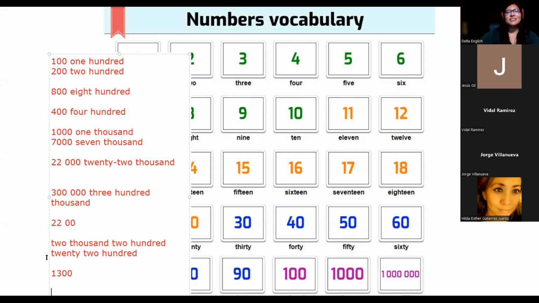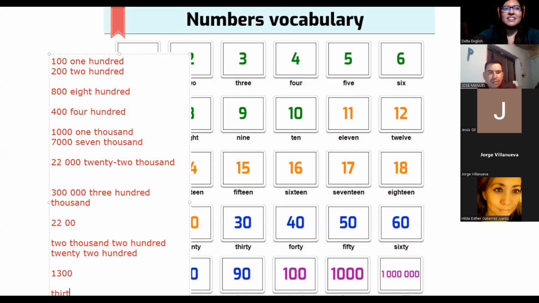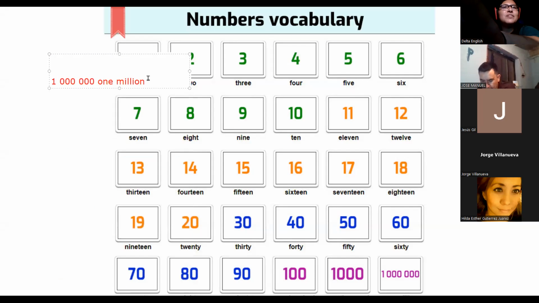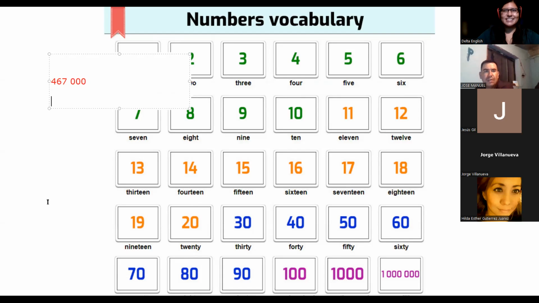Y entonces, siguiendo esa lógica, ¿qué número sería este? 1,300. That's it. There you go. Okay. So let me give you a very hard number. El 100 son los 2 ceros, ¿verdad? Yes. This one. What do you think this one is?